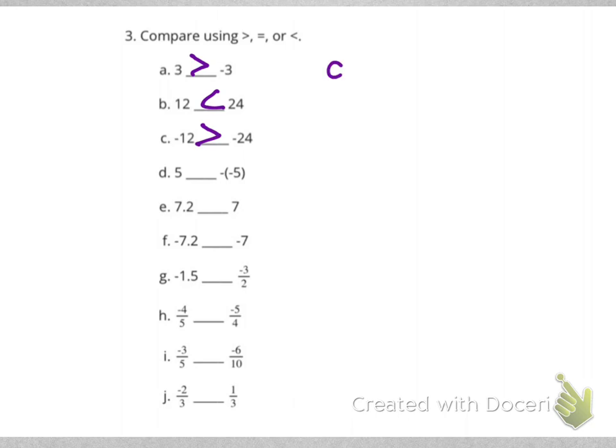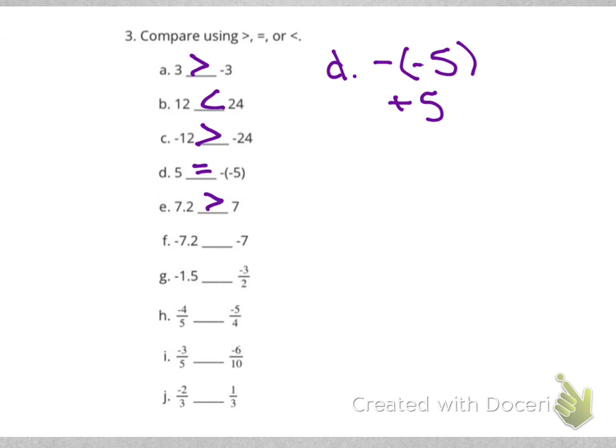Alright, on D, where we have these two negatives back to back, anytime you have two negatives back to back, it turns into a positive 5. Because two negatives together make a plus sign, okay, if they're back to back like that. So, these are actually going to be equal. Okay, positive 5 equals a positive 5. Alright, part E. 7.2 blank 7. 7.2 is a little bit higher than 7, so 7.2 is greater than 7.